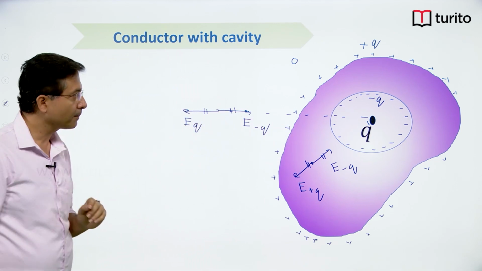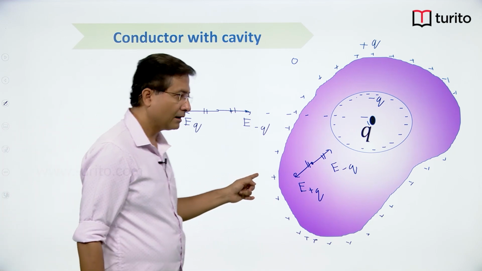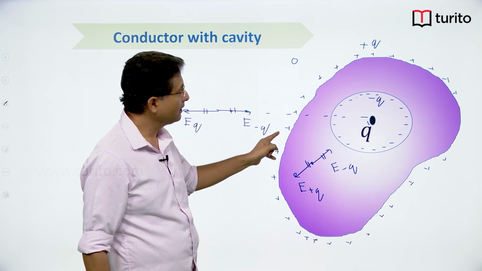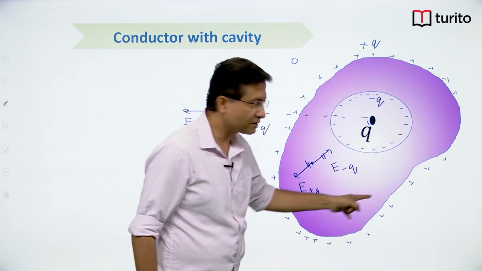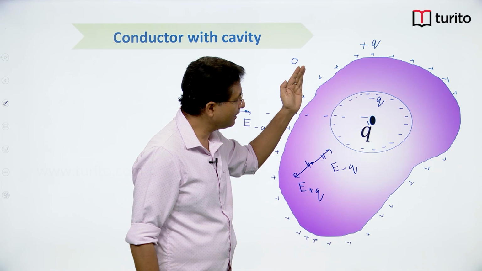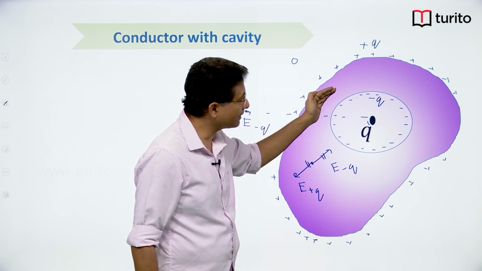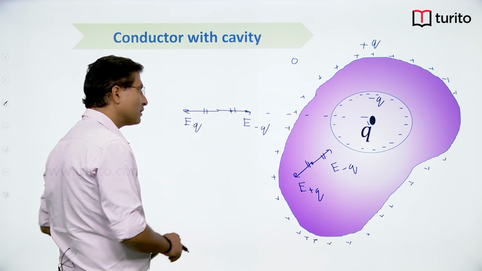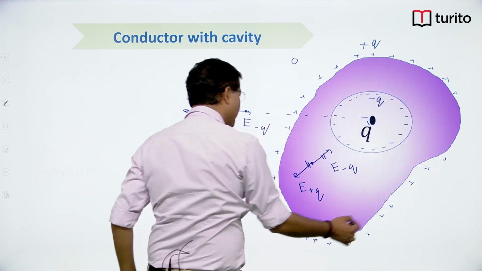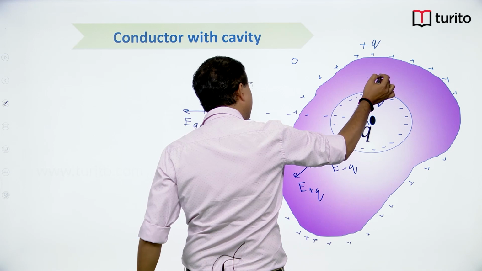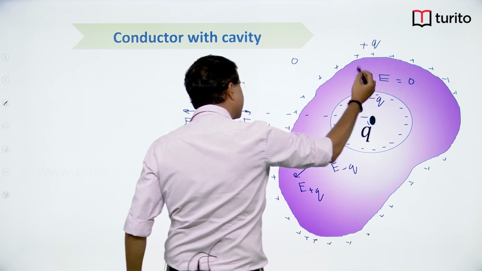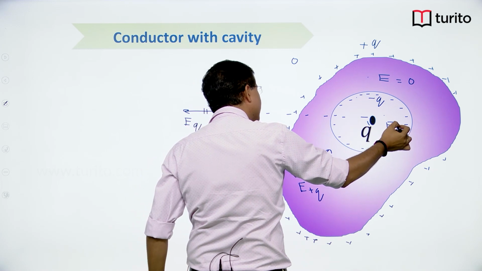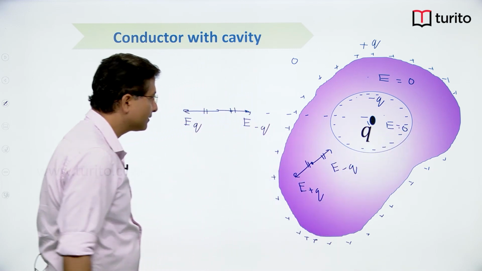This is first point. Second point, I already told you whatever charge appearing on the surface is the responsibility of that charge to make the electric field inside the conductor or on the conductor and inside the cavity everywhere 0. So, this plus q completely will produce field at any point on the conductor 0 as well as inside the cavity 0, right.